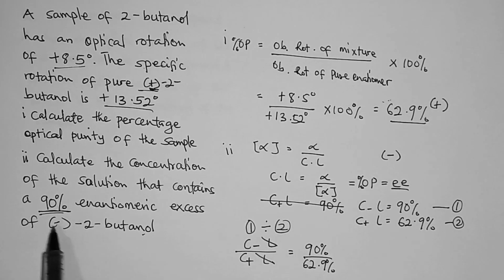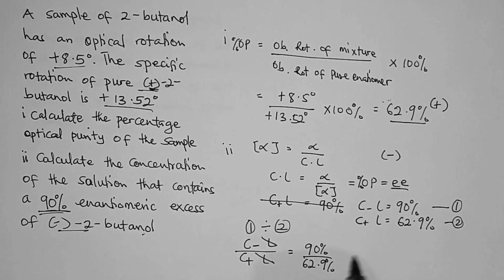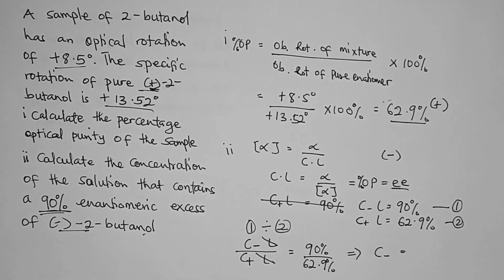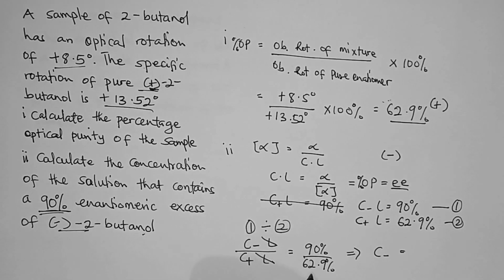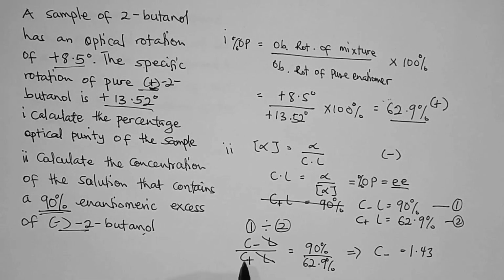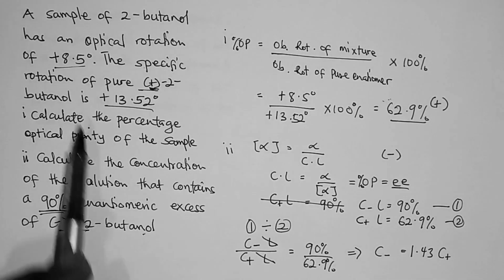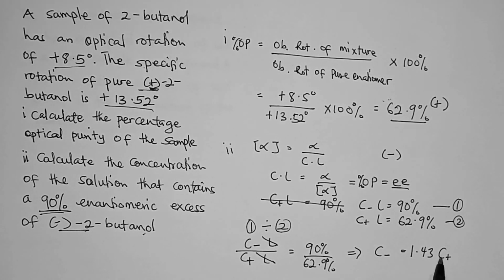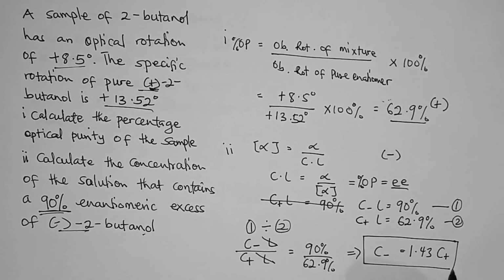But in the second place, we are looking for the concentration of the minus enantiomer. So this implies that the concentration of the minus enantiomer is equal to 90% divided by 62% is equal to 1.43 times the concentration of the plus enantiomer. However, in the question, we're not given the concentration of the plus enantiomer, and therefore this is the farthest we can go in this solution.